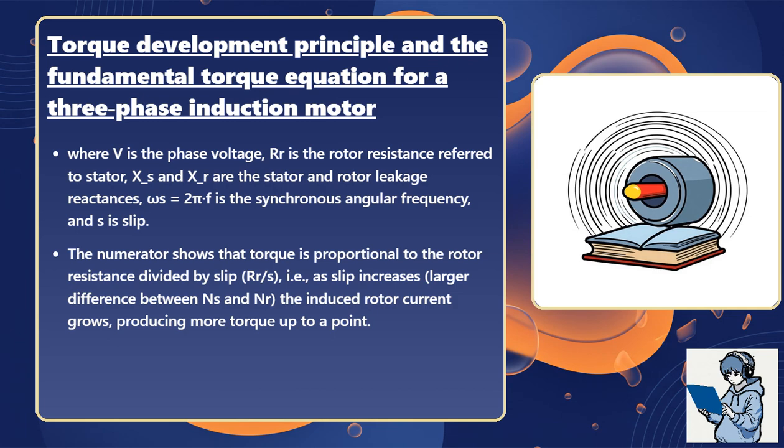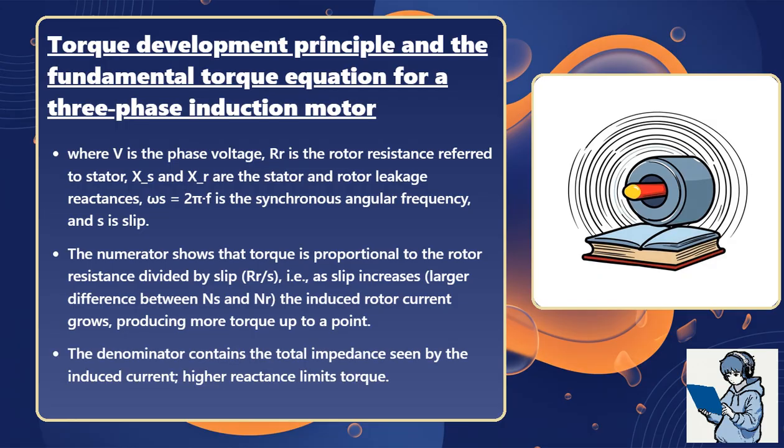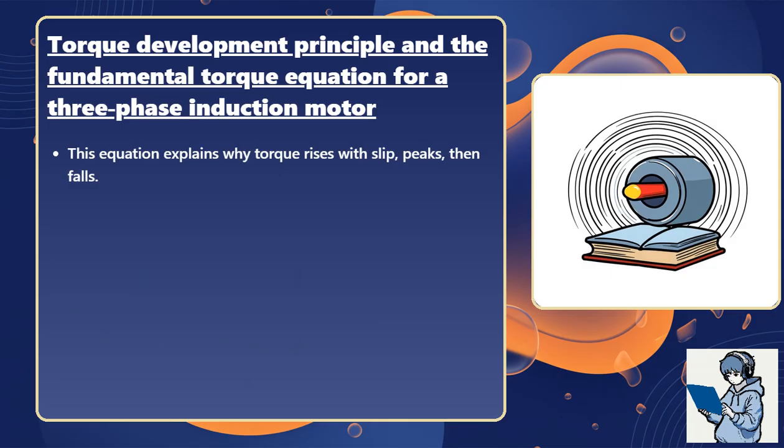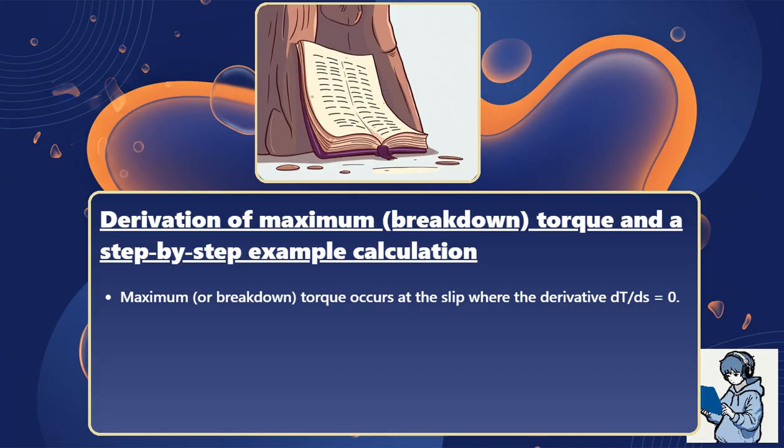That is, as slip increases, a larger difference between NS and NR, the induced rotor current grows, producing more torque up to a point. The denominator contains the total impedance seen by the induced current. Higher reactance limits torque. This equation explains why torque rises with slip, peaks, then falls. Maximum or breakdown torque occurs at the slip where the derivative dT over dS equals 0.